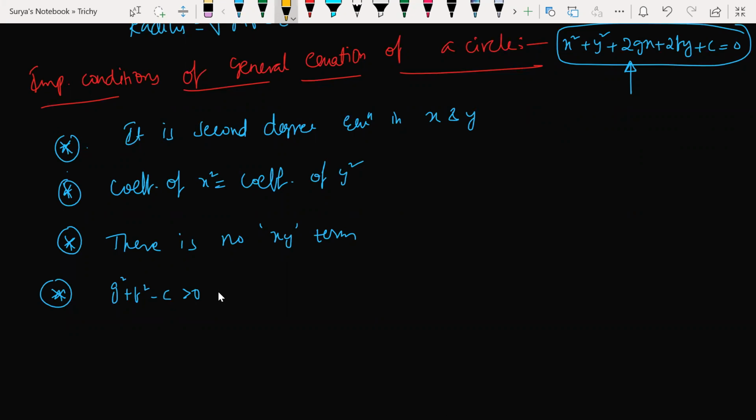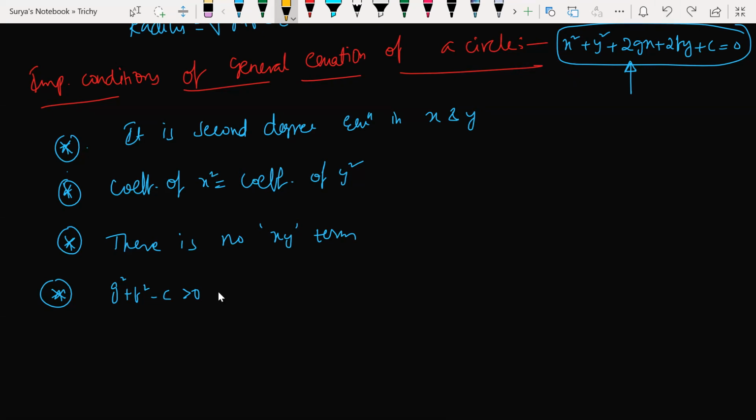Sir, if it is less than 0, then it will be negative, and if it is equal to 0, then it will be a point circle without any radius. Very good, beta. See here, look at it here. So x square plus y square plus 2gx plus 2fy plus c is equal to 0. This is the general equation of a circle, right? This is the general equation of a circle.